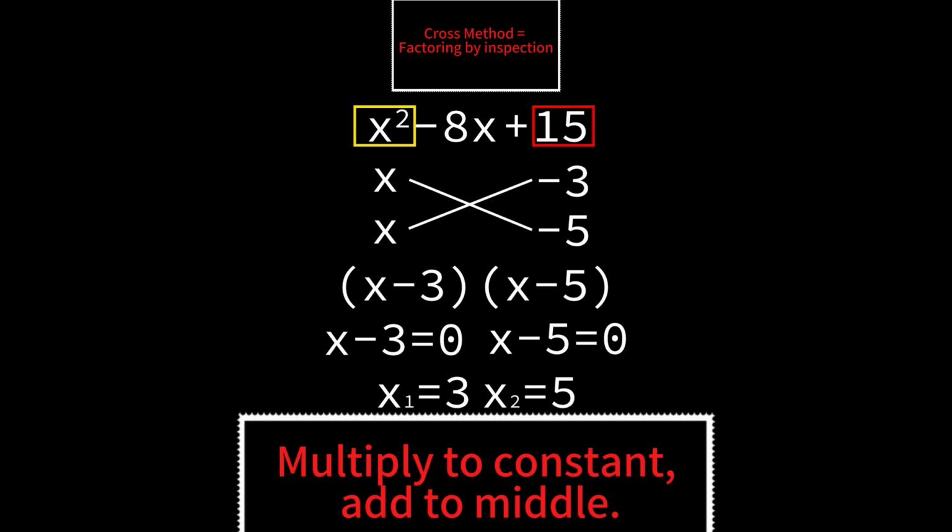Let's wrap up the rule. Draw a cross. Pick two numbers that multiply to the constant and add up to the middle coefficient.